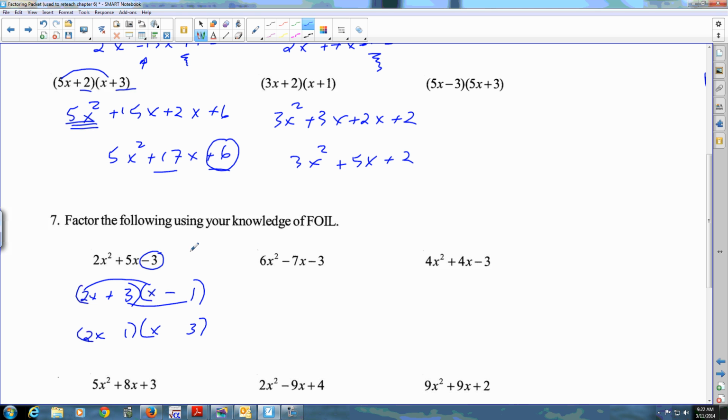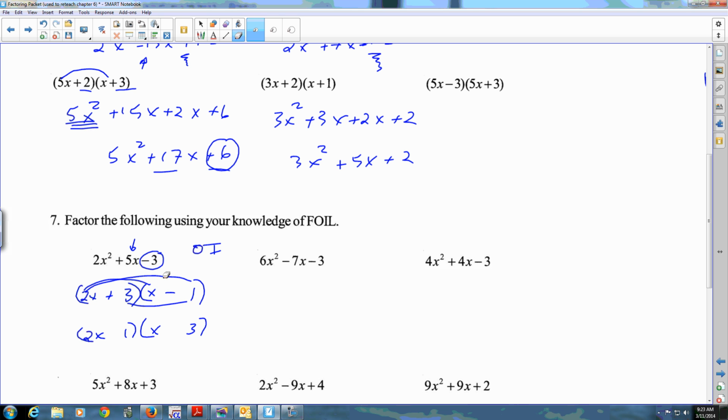Don't bother checking them. What you need to check is the O and the I of FOIL to see if it gives you the 5x. That's what you have to check. So you do the outside. Minus 2x, inside, plus 3x. It didn't give me the middle. It doesn't mean you're a failure. It doesn't mean you're stupid. It's all about guess and check.